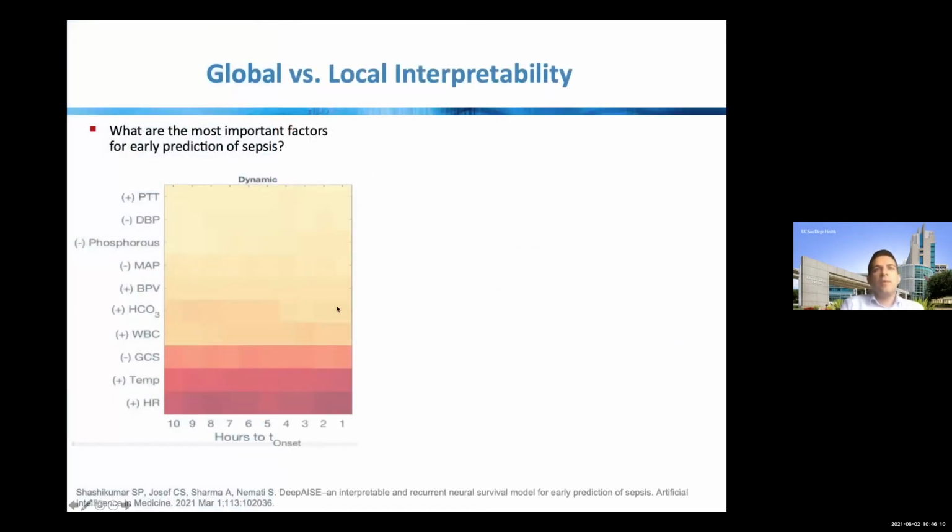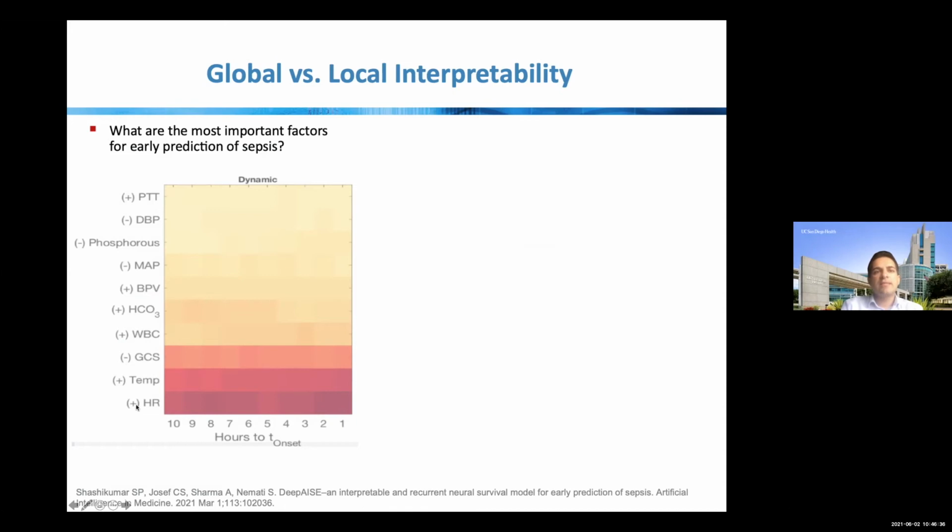Okay, so most of you should be familiar with these ideas of relevancy scores or SHAP values, and there are ways to open up the machine learning algorithms that ask the question, what are the top predictors of sepsis or AKI or whatever your outcome of interest is. So in this case, it turns out, here is 10 hours to the onset time of sepsis.